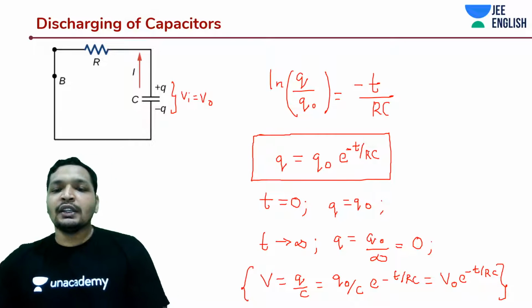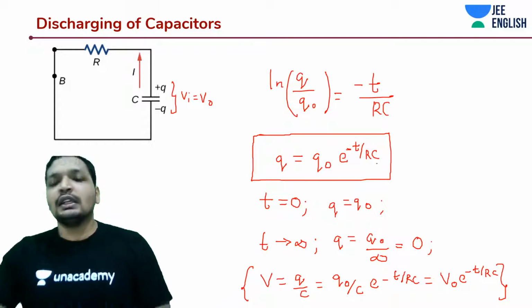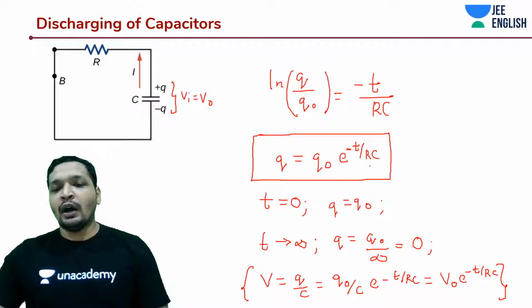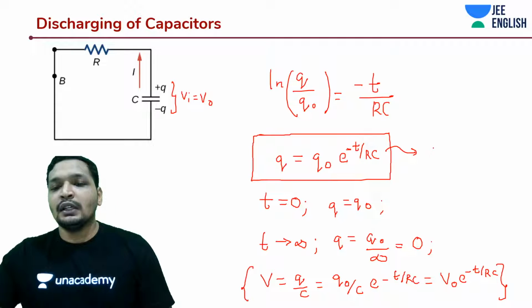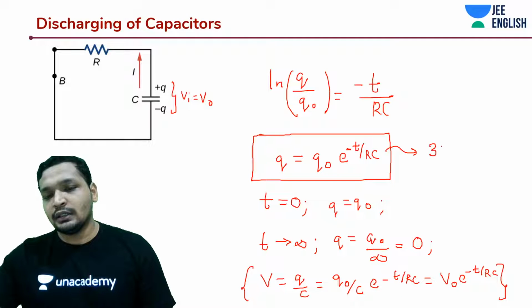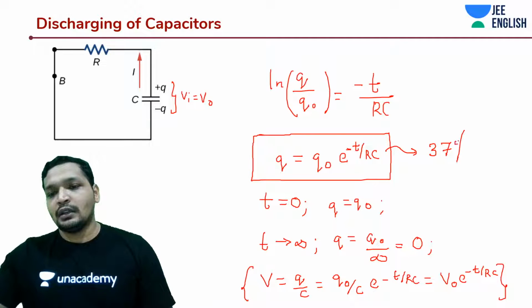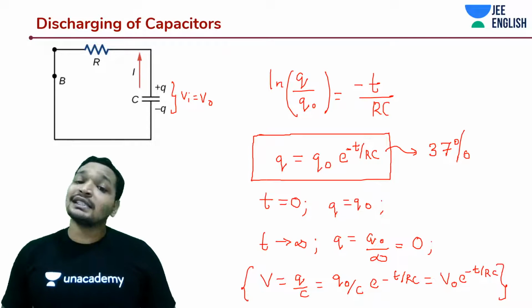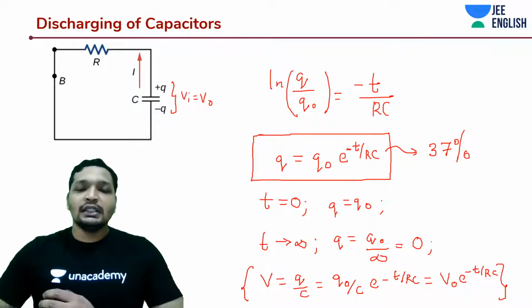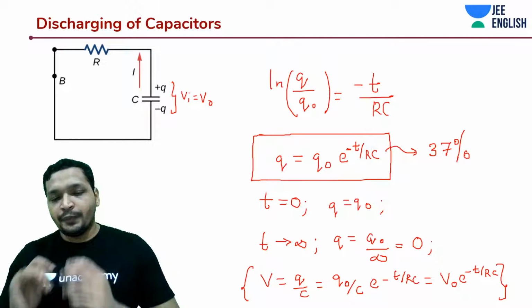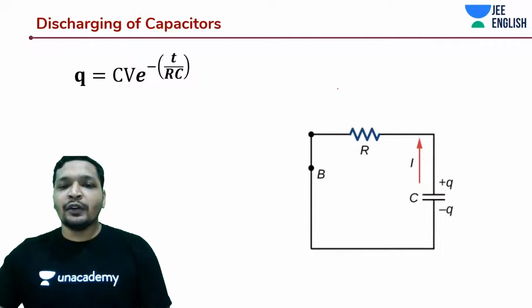So what are you observing in this? Now at this t is equal to tau, RC is the time constant. So the charge is becoming 37%. Right, while charging, you had 63% across the capacitors once it has reached t is equal to tau. And this tau is a very small quantity, you need not worry about it.